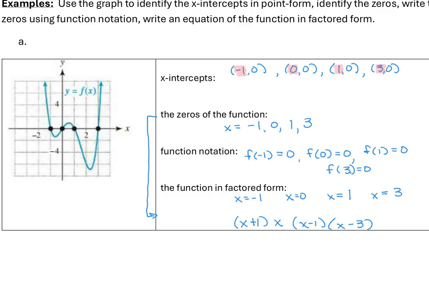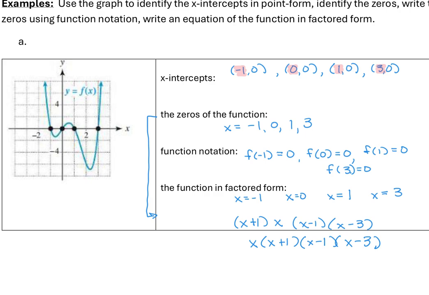This looks kind of weird because of that x kind of in the middle. And so I'm going to move the x to the front. It does not matter what order you write this in, as long as these are our 4 factors.